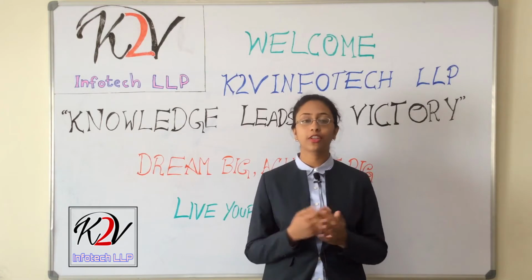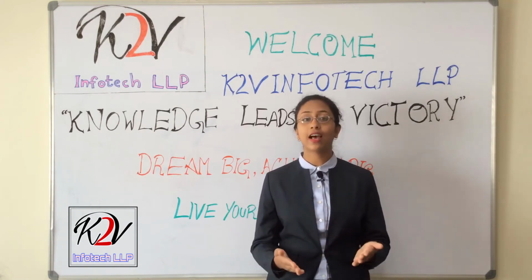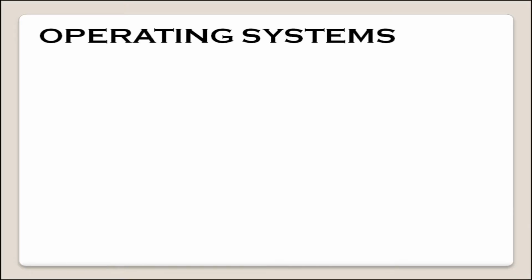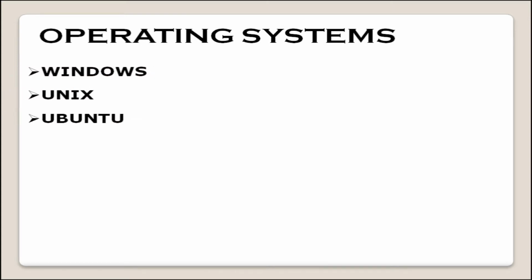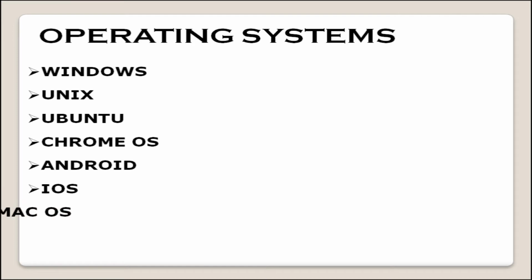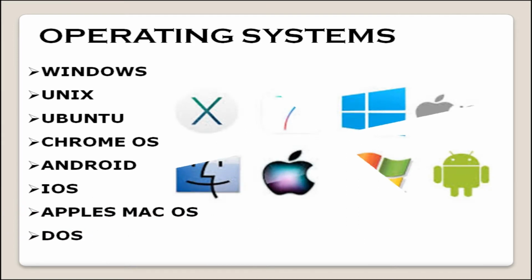Okay, we've heard about the different types of software. Now, let's see the different types of operating systems. Windows, Unix, Ubuntu, Chrome OS, Android, iOS, Apple's Mac OS, and DOS, which is disk operating system.